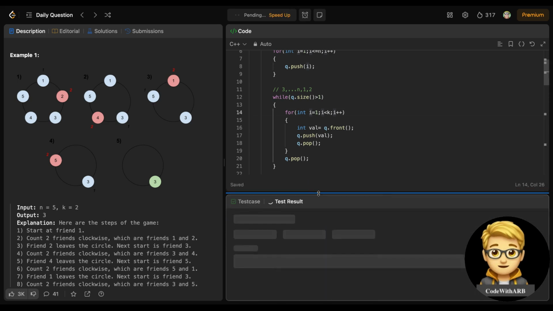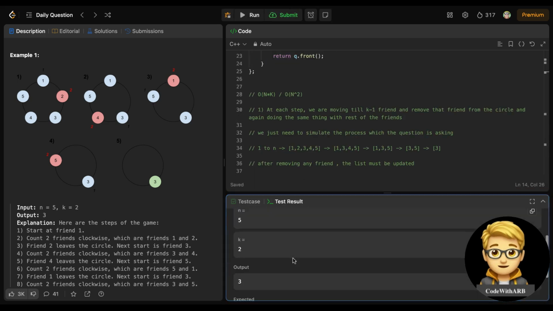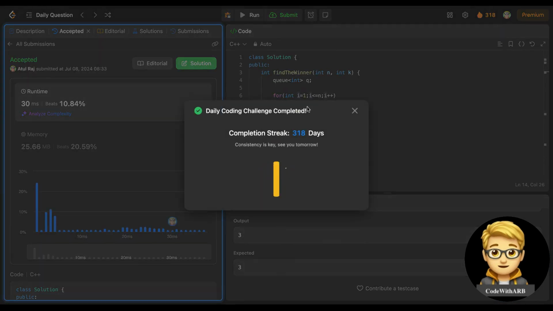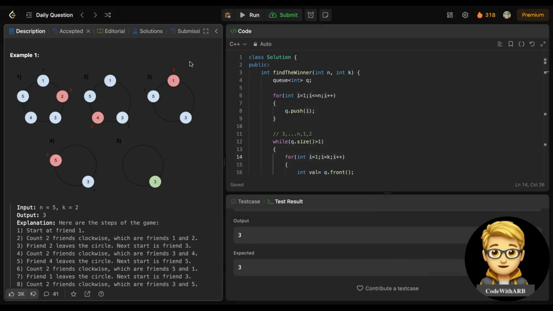Let's see, we have corrected this. Sample case passed, let's submit it. Yeah, we have passed all the cases basically.